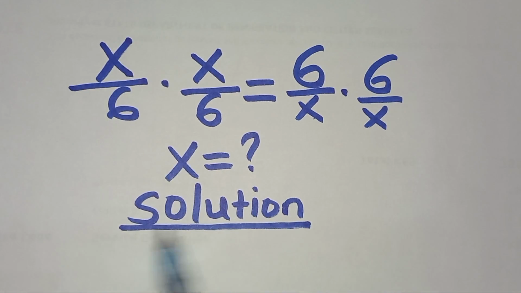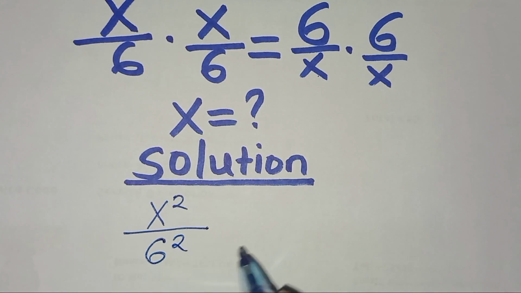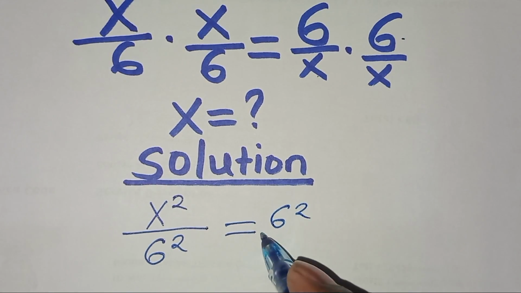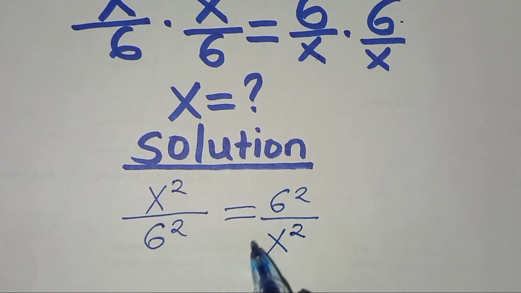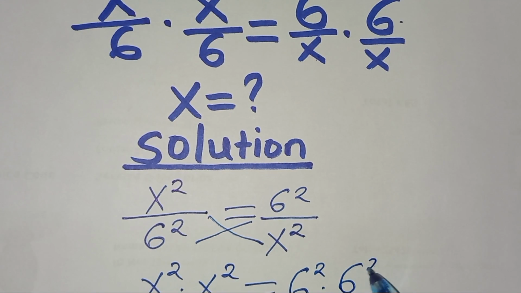Now solution from here, we have x times x, this is x to power 2, divided by 6 times 6, which is 6 to power 2. This is equal to 6 times 6 again here, which is 6 to power 2, divided by x times x, which is x to power 2. Now the next step here, let's cross multiply, so that now we'll have x to power 2 multiplied by x to power 2. This is equal to 6 to power 2 multiplied by 6 to power 2.